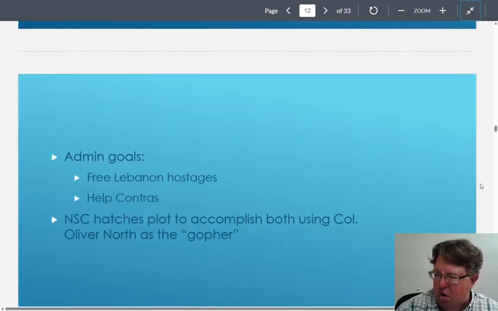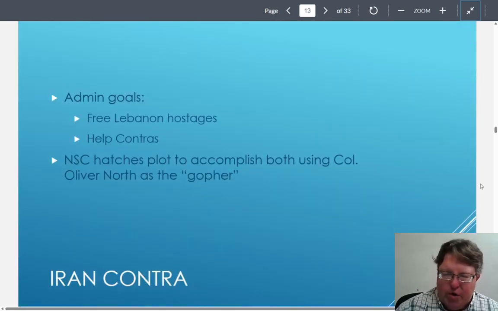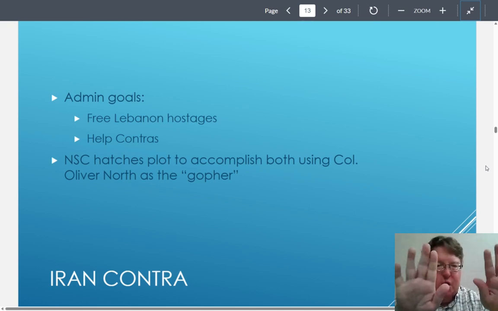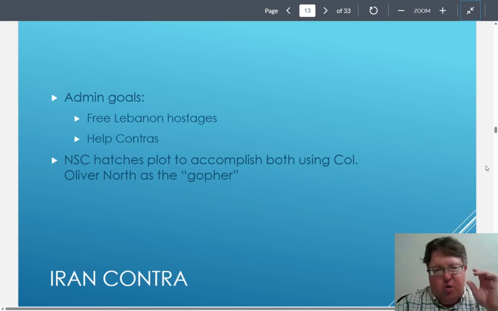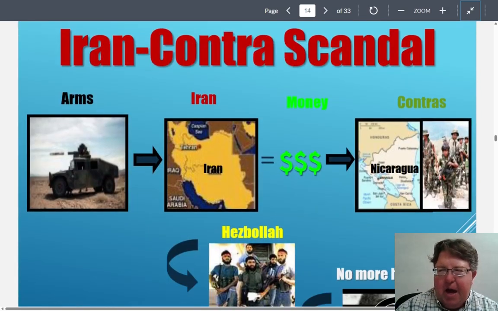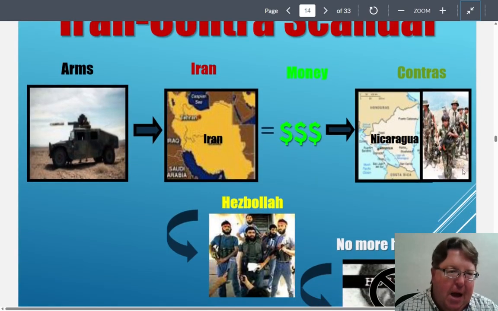Okay. What are the administration goals? You want to free the Lebanon hostages. You want to help the Contras. So what you'll do is you divide the scandal into two parts. You want to help the Lebanon hostages and you want to help the Contras. Okay. So here's a map. I mean, just to explain this map. Okay. We sell weapons to Iran. We sell missiles, not weapons. We sell missiles to Iran.